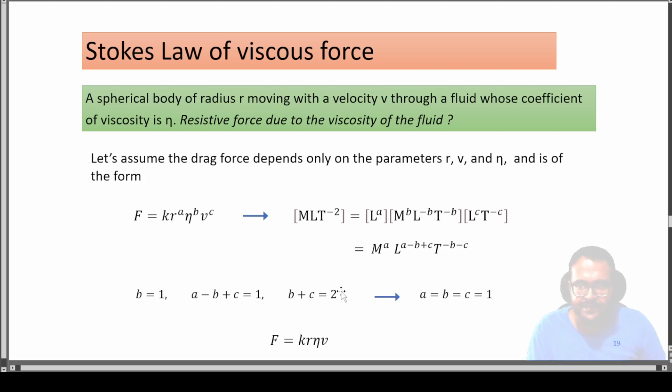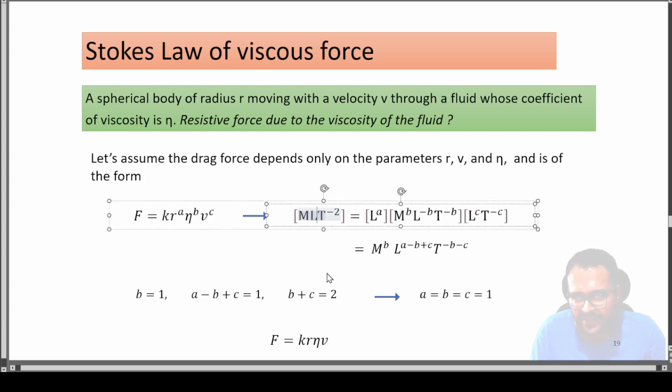Okay, so then I equate the power of m here. Left hand side the power is 1, right hand side power is 1, so a is 1. Sorry, I wrote it wrong. M has b there. Very sorry about it. So your b is 1.